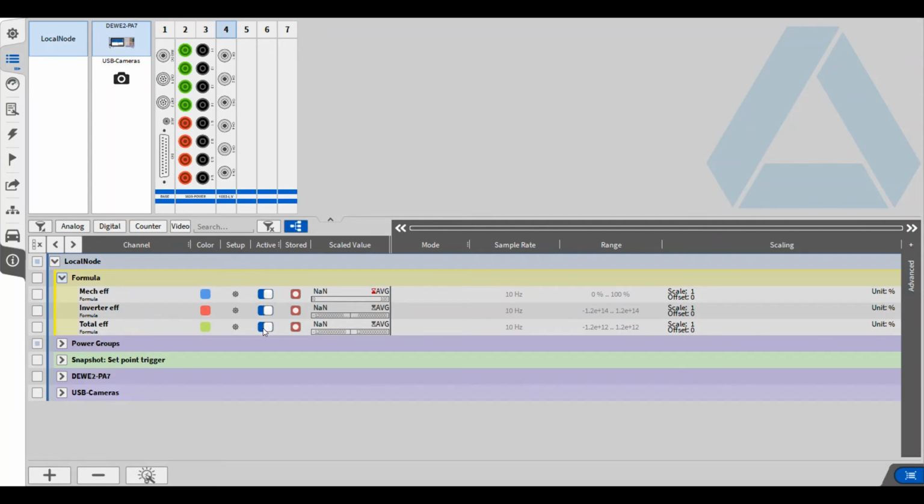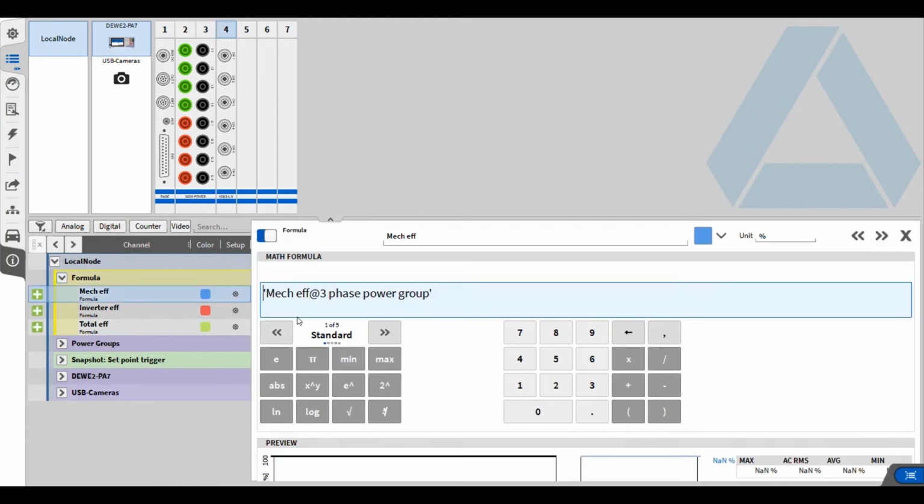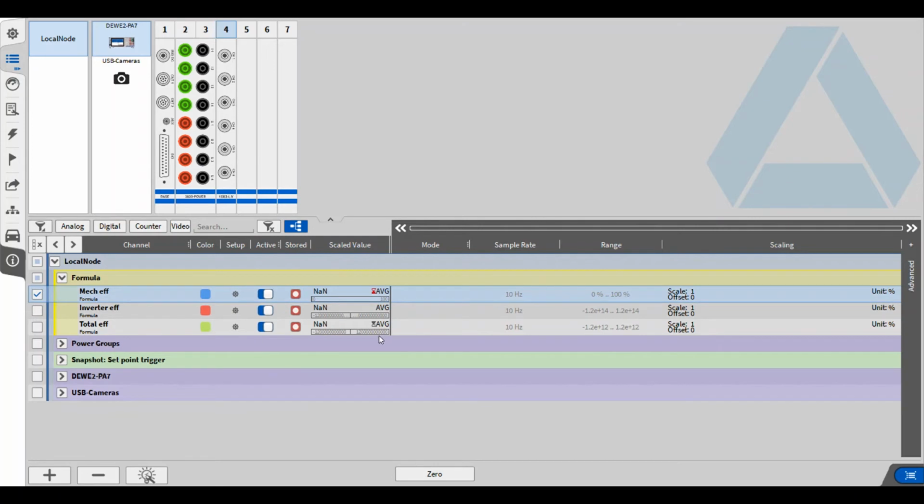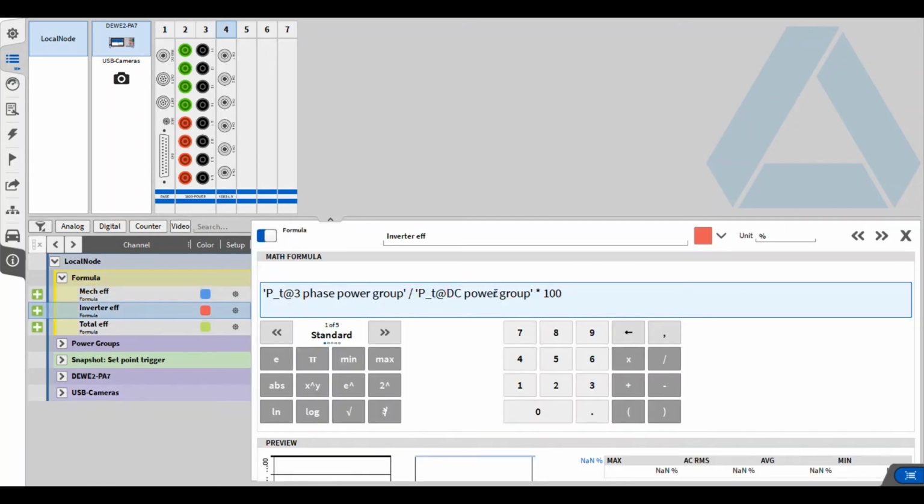We have 3 efficiency channels. We have mechanical efficiency. This is the mechanical power divided by the 3-phase power. This is the efficiency from the motor. Next we have the inverter efficiency. This is the 3-phase power output from the inverter divided by the DC power input to the inverter.